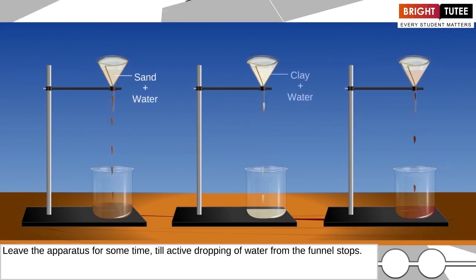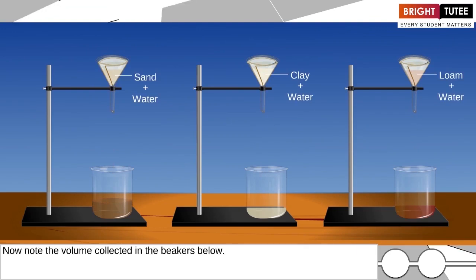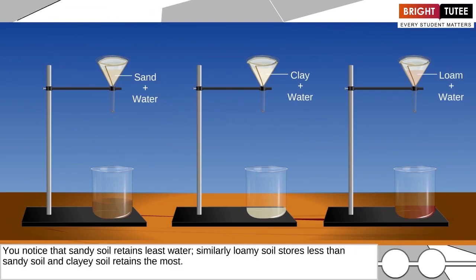Leave the apparatus for some time till active dropping of water from the funnel stops. Now note the volume collected in the beakers below. You notice that sandy soil retains the least water. Similarly, loamy soil retains more than sandy soil and clayey soil retains the most.